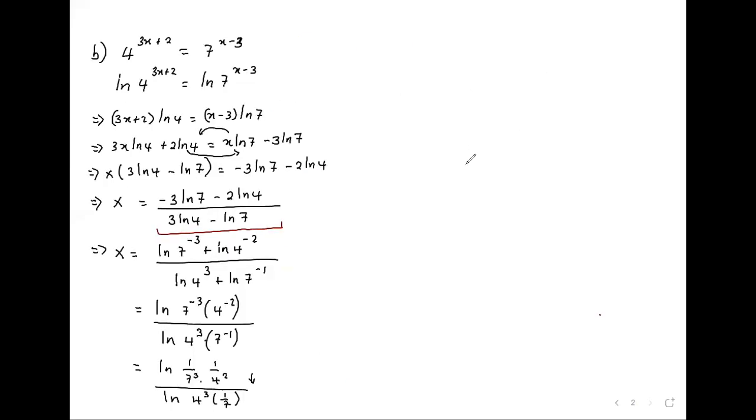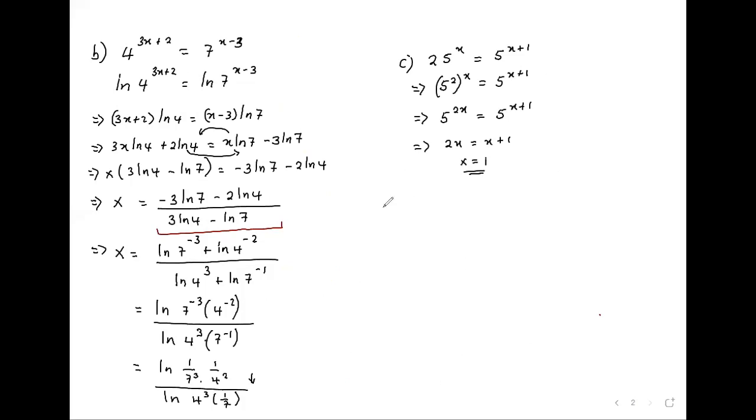C is a different setup. It's easier than the first two. 25 power x is equal to 5 power x plus 1. Now, we are able to see that the bases can be made the same, so you can as well apply that concept. So 25 can be written as 5 squared.